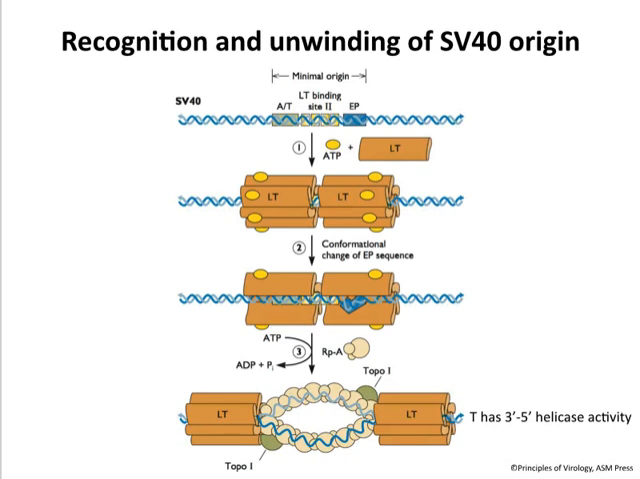So again, large T comes in and binds the viral DNA specifically, and then cellular proteins needed for DNA replication are recruited to the origin via T antigen initially. So that's why this thing gets started. So here's the beginning of your replication bubble. It starts to get bigger.